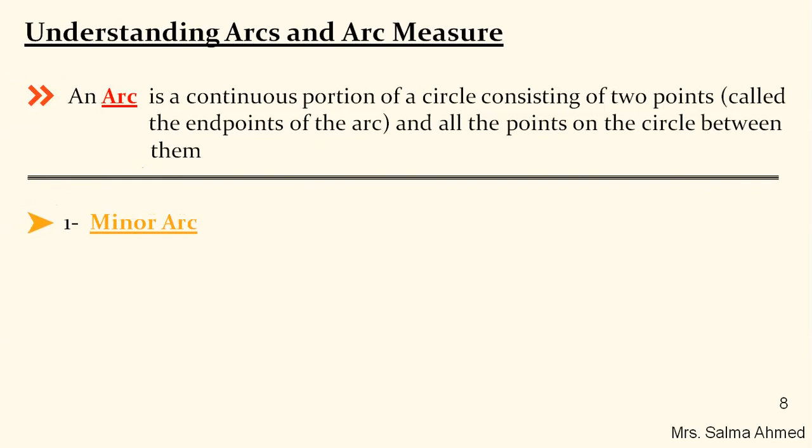The first one is the minor arc. So what is a minor arc? From its name, it's a smaller one. The arc is the portion of points between these two endpoints on the circle. So this arc between A and B is called arc AB, and this is called a minor arc. This arc is between this radius and that radius, these two endpoints, and the one between them is called a minor arc.